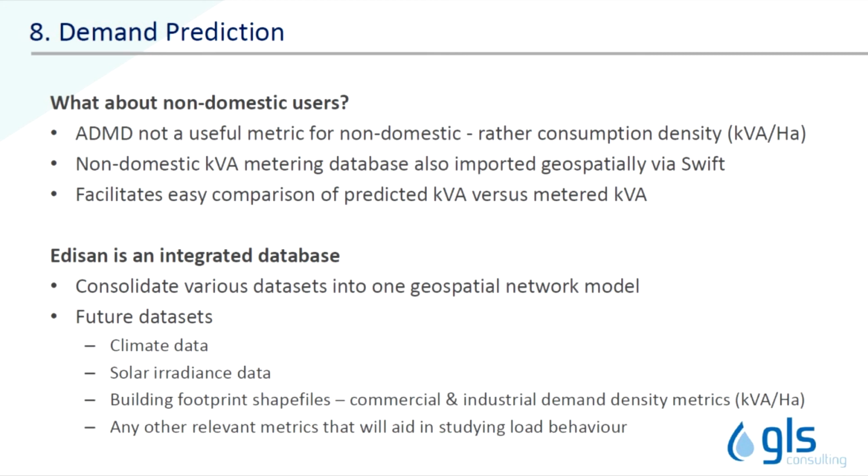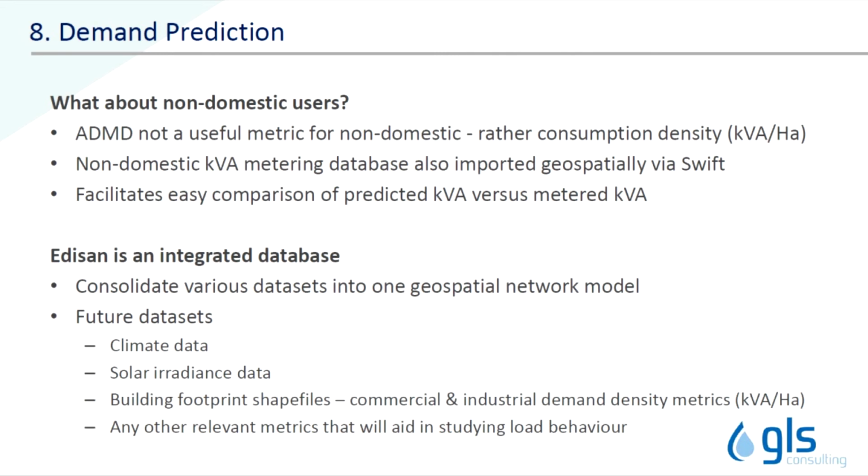The ADMD is not really a useful metric when we're looking at the behavior of non-domestic customers, particularly commercial and industrial. There, something that is much more useful is consumption density, a kVA per hectare value. We also import, if available, the non-domestic kVA metering database from the utility, and we import it geospatially via Swift and link it to its stands. This facilitates easy comparison of predicted kVA versus metered kVA.